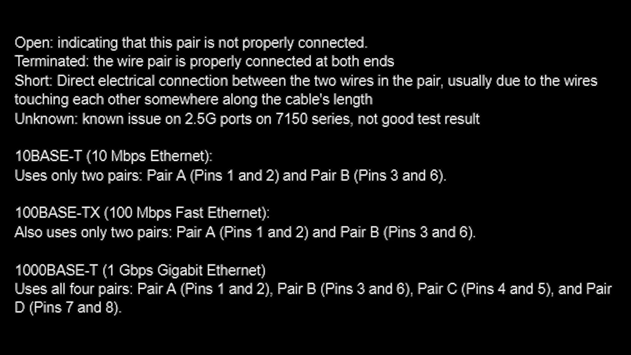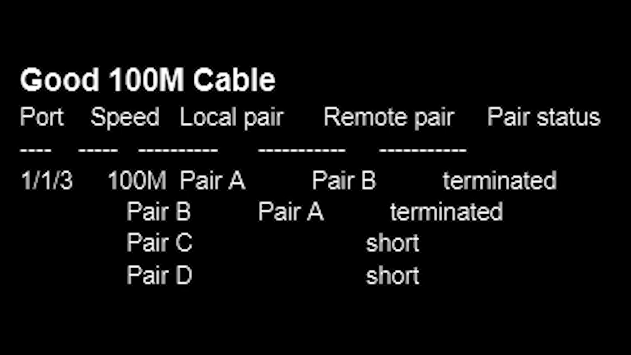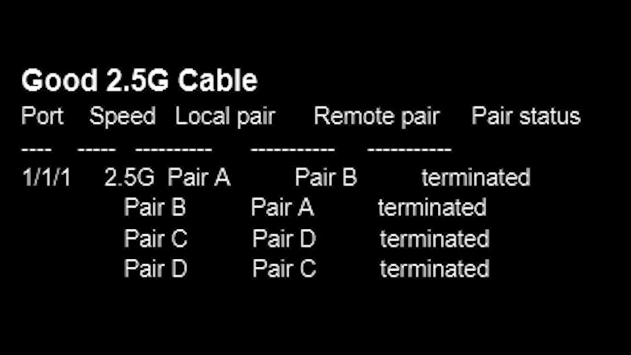It's important to note that different Ethernet standards utilize different pairs. 10T and 100T use only pairs A and B, while 1000T employs all four pairs. Therefore, interpreting the TDR results requires understanding the specific Ethernet standard in use and the corresponding pair utilization. For instance, in a 100 Mbps connection, pairs A and B should show as terminated, while pairs C and D may display as short or open, since they are not used in this standard. Conversely, in a Gigabit Ethernet connection, all pairs should ideally show as terminated.